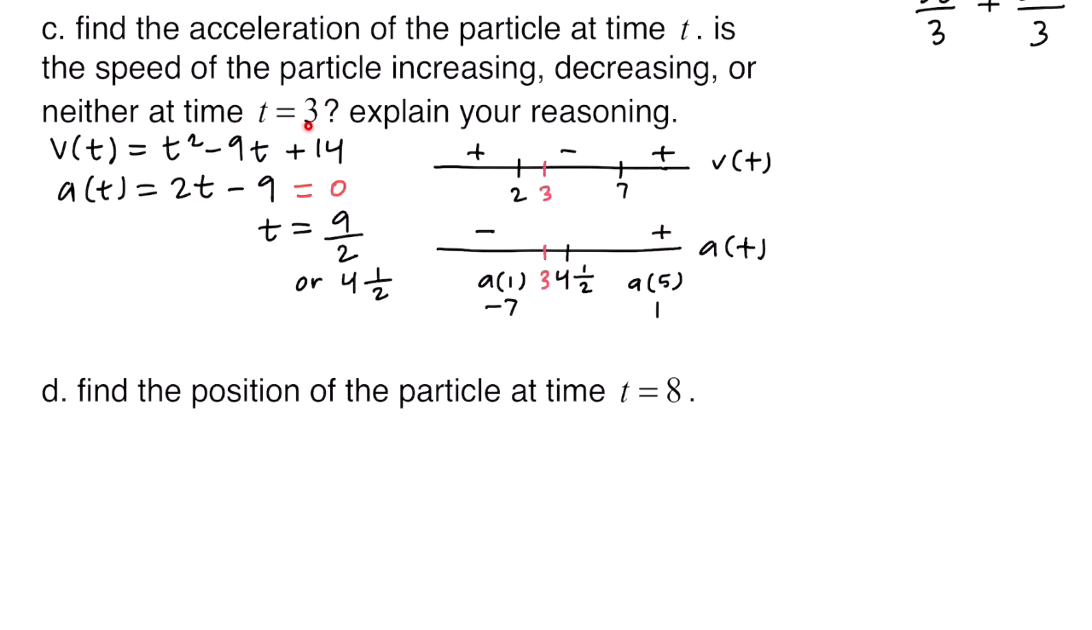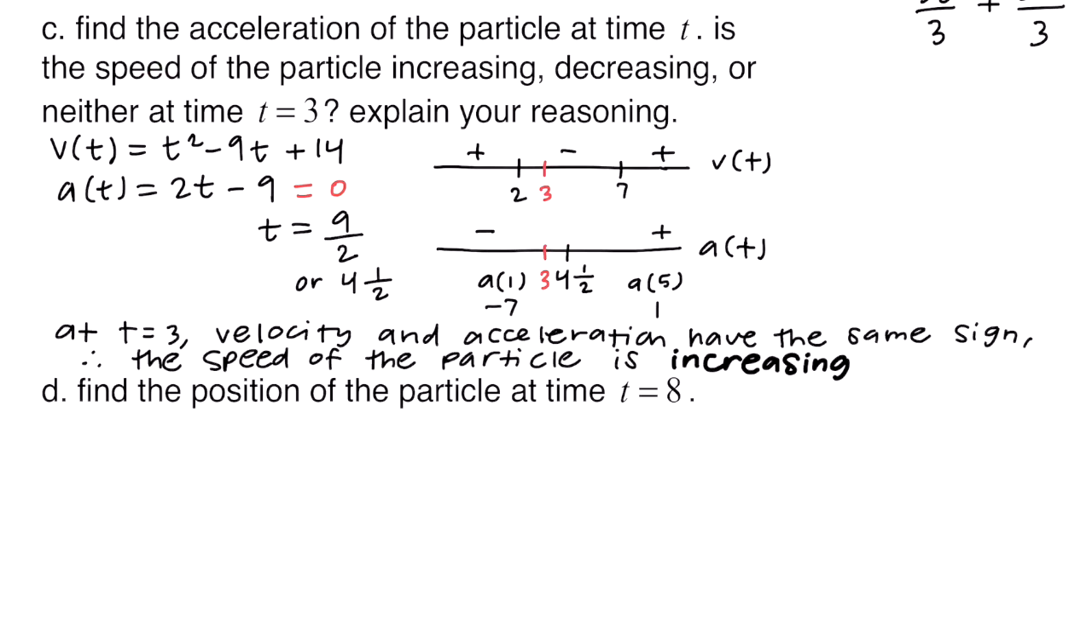So we want to look at when t equals 3. So I marked 3 on these sign charts. You can see at t equals 3, velocity is negative. And then down here you can see at t equals 3, acceleration is also negative. So they have the same sign, indicating that the speed of the particle is going to be increasing. So I wrote that out. At t equals 3, velocity and acceleration have the same sign, therefore the speed of the particle is increasing.